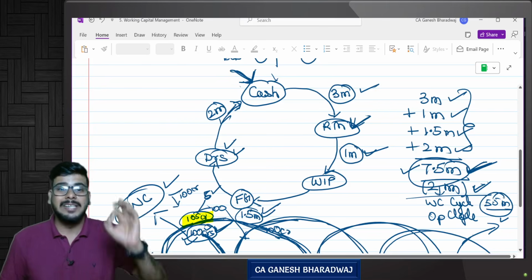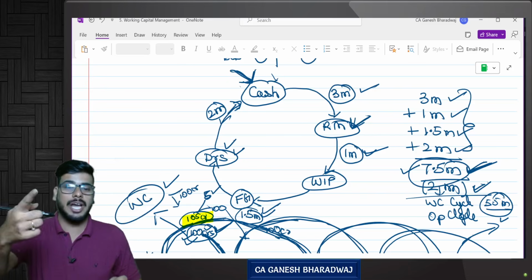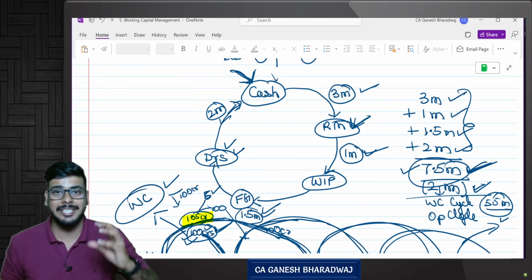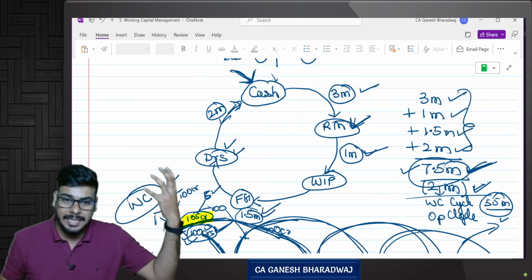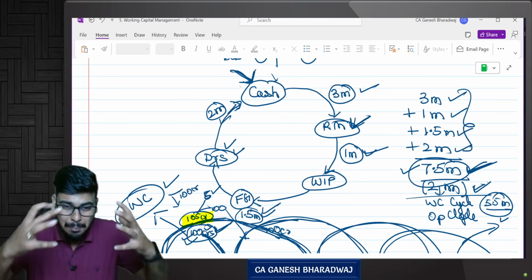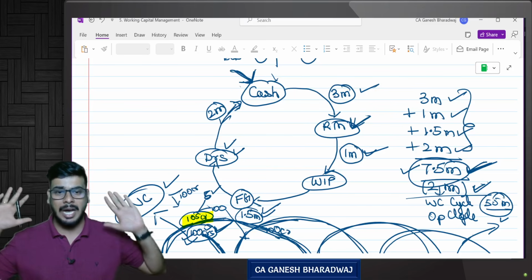So technically, the period that I take to convert cash into cash is called the working capital cycle, and this is partly funded by external sources of finance like bank loans and all that. The other part is imbibed in the cycle itself, that is by way of trade creditors and short-term borrowings. Are you clear with this?